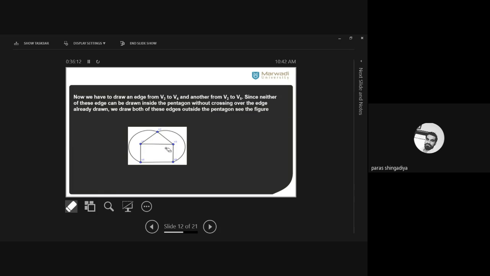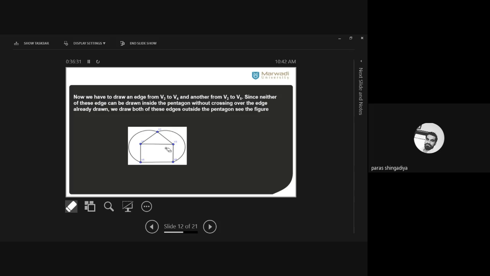How many connections are remaining now? V2 has degree 4. Now this vertex is complete. There is no edge we can create from V2 now because it has degree 4. All the edges are connected. This vertex V2 is connected with all the vertices.